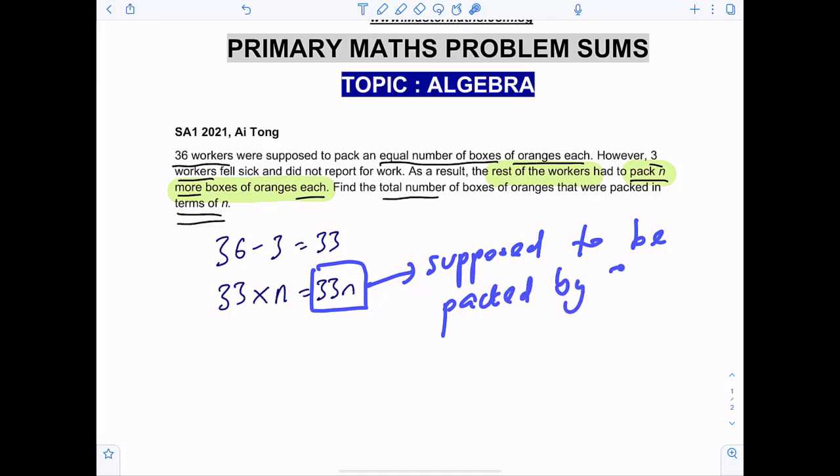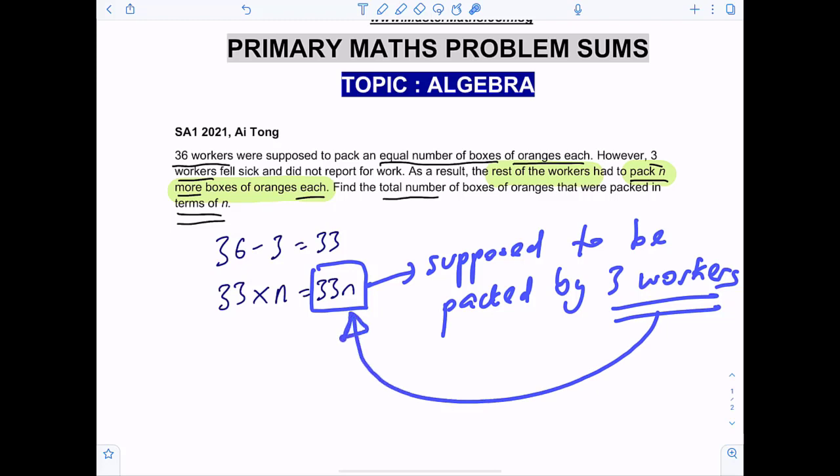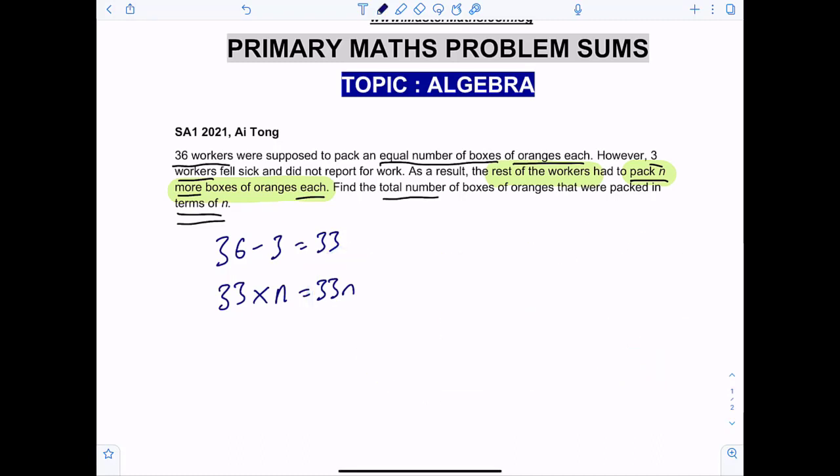And again, this 33n was supposed to be packed by 3 workers, because they were absent. Alright, because these 3 workers were absent, this 33n number of boxes are now being divided equally among the rest of the workers. The rest of the workers means 33 workers. So now, if 3 workers have to pack 33n boxes, then we can find the total, right?